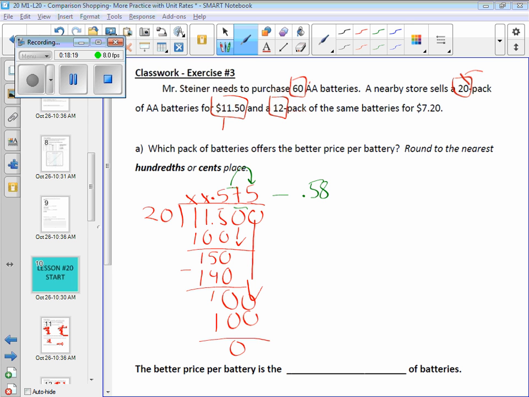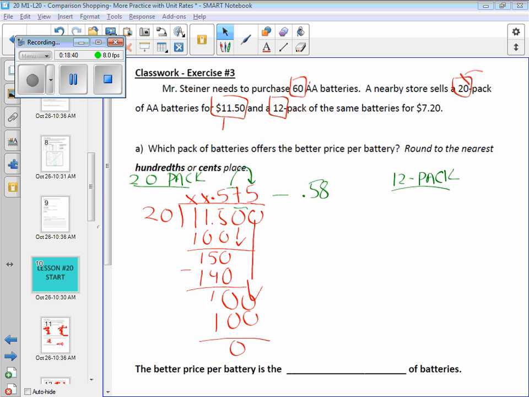How many of you got 58 cents? You should also get in the habit of, if you're going to do 2 sets of math, labeling what is what. This is the 20 pack. Now we've got to do the 12 pack. Who wants to come up and do the math for the 12 pack? Sim. Now this one, if you did everything right, you don't have to round it. Did you get 60 cents per battery? What's the better deal?